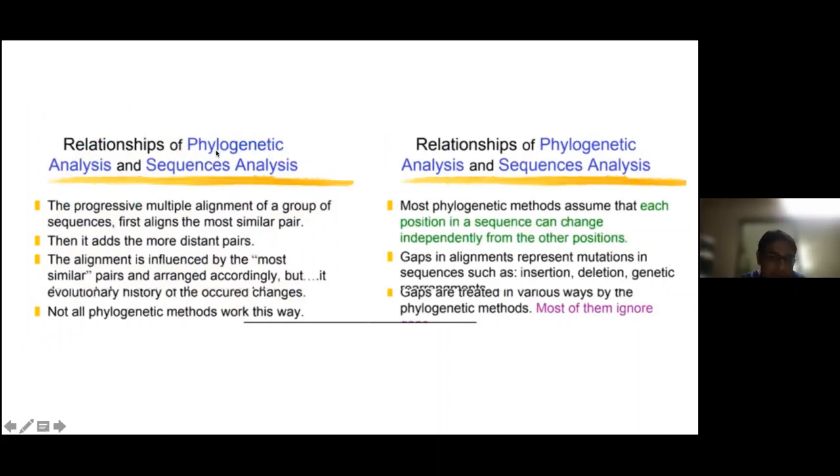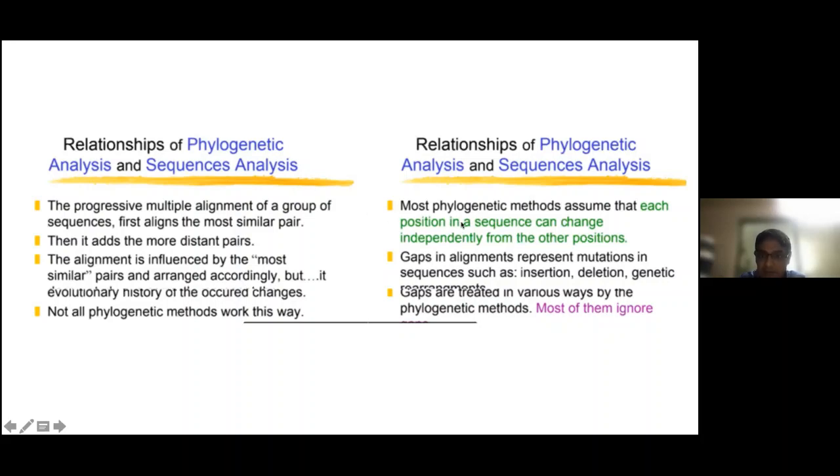So there is a strong relationship between the alignment and the first step before we do the phylogenetic analysis. We have seen that we use the different matrices and we do the alignment. And what does the alignment actually do? In multiple sequence alignment or pairwise alignment, they sort the sequences based on similarity, and that is used as a guide tree for constructing a phylogenetic tree.